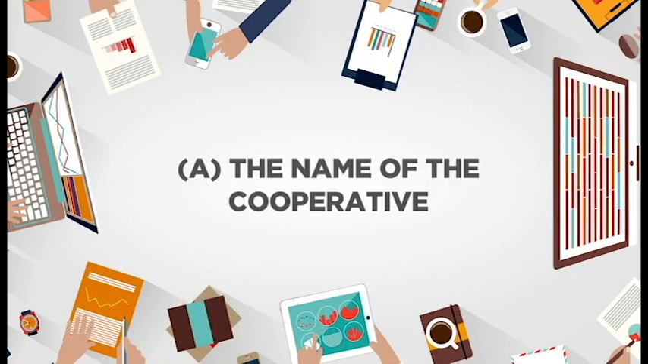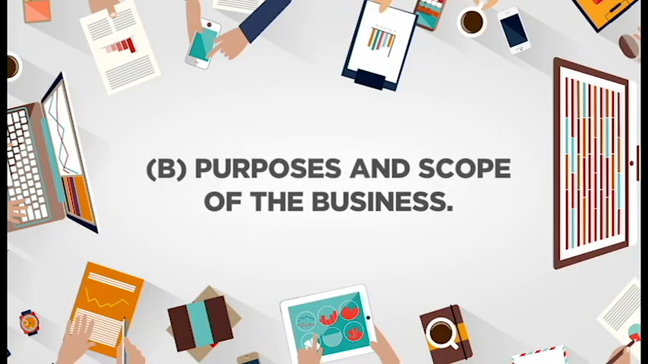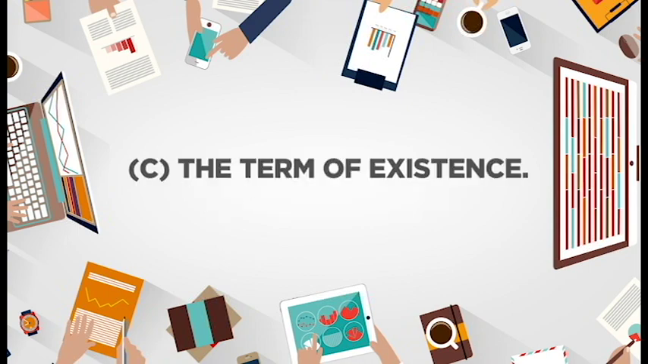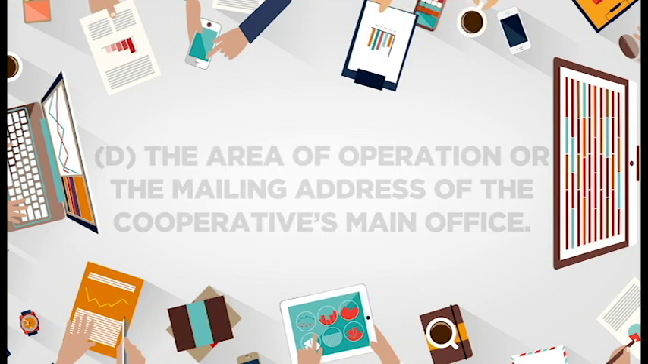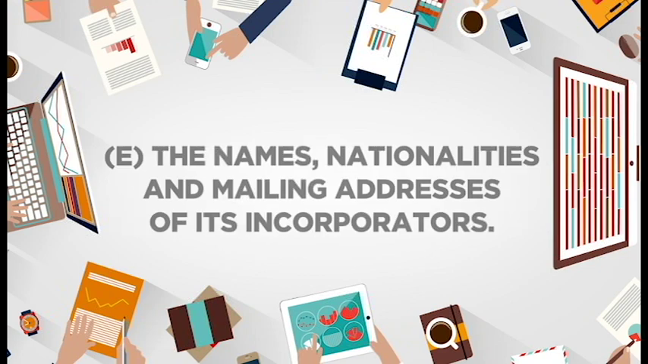A. The name of the cooperative. The name must include the word cooperative. B. Purposes and scope of the business. C. The term of existence. D. The area of operation or the mailing address of the cooperative's main office. E. The names, nationalities, and mailing addresses of its incorporators.